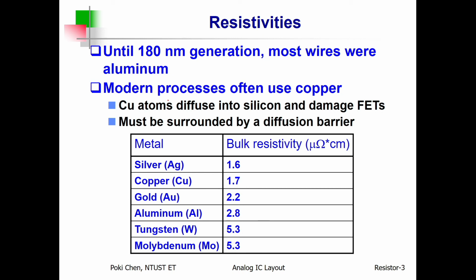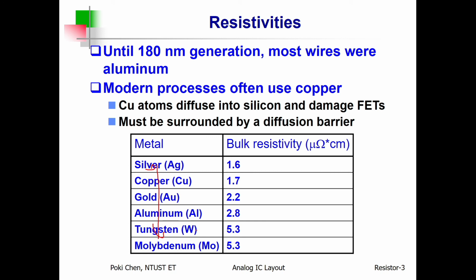According to resistivity, you can see the more resistivity means the more resistance for each resistor with the same size, with the same physical size. I mean the width, the length, and the thickness. Anyway, from silver all the way, you can see the resistivity is increased.